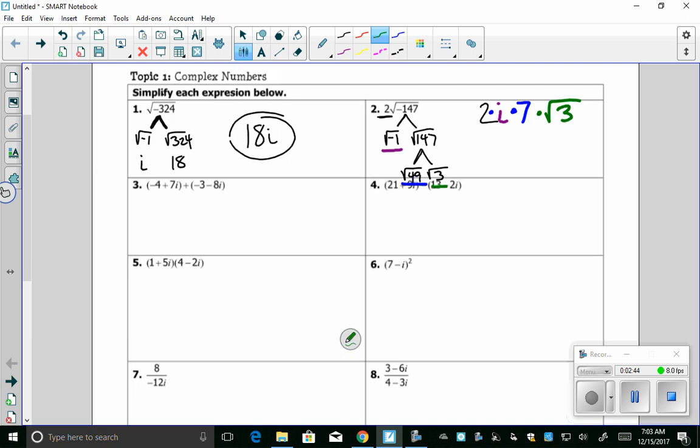Now I have to multiply everything in front of the square root. So that 2 times 7 is 14i, because i has to stay with the square root of 3. That is my answer.